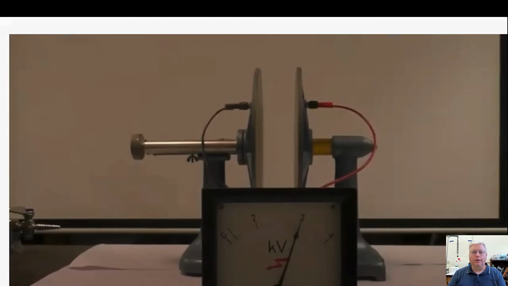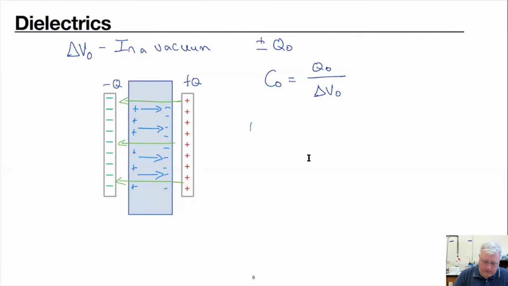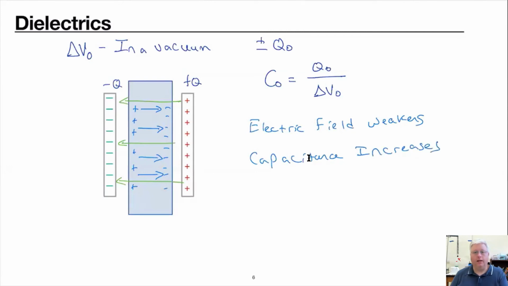And so often with these capacitors that are rolled up, they sort of have two plates, or two pieces of metal, and then a material in between. Even paper would do, and you roll it up, and that would be a capacitor with some dielectric in between the plates. So the electric field gets weakened, and the capacitance increases when we place a dielectric in between the plates.